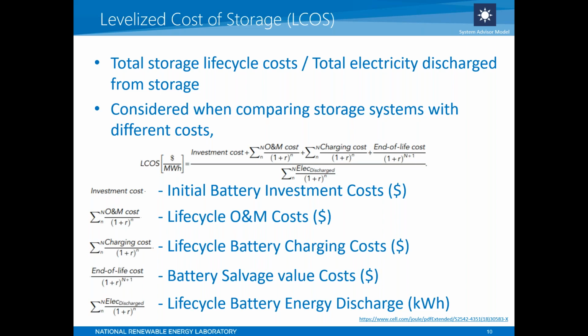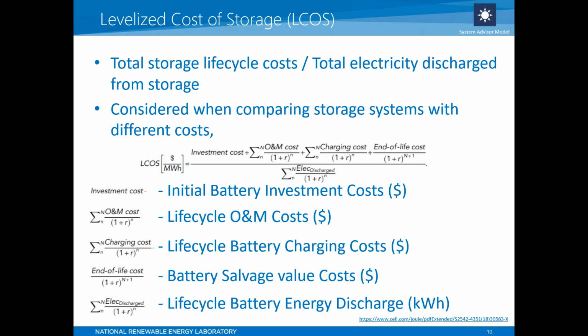The equation here, we're showing the different cost inputs in the numerator. We start off with our investment costs. That's our initial installation cost in year 0. We have the net present value of the different O&M cost categories that I showed in the SAM user interface, per year. There's the different battery charging costs, and the cost to charge the battery will vary depending on whether you're charging from this PV system versus from the grid.